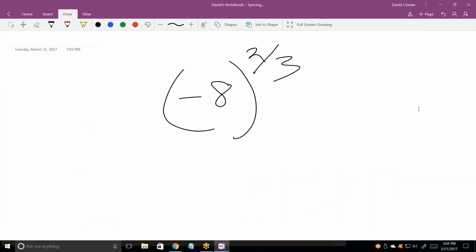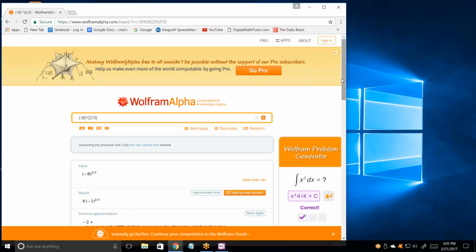You take the root first. What's the cube root of minus 8? Oh, negative 2. Okay, and what's negative 2 squared? 4. Seems relatively straightforward, right? Yeah. Well, look what they say.